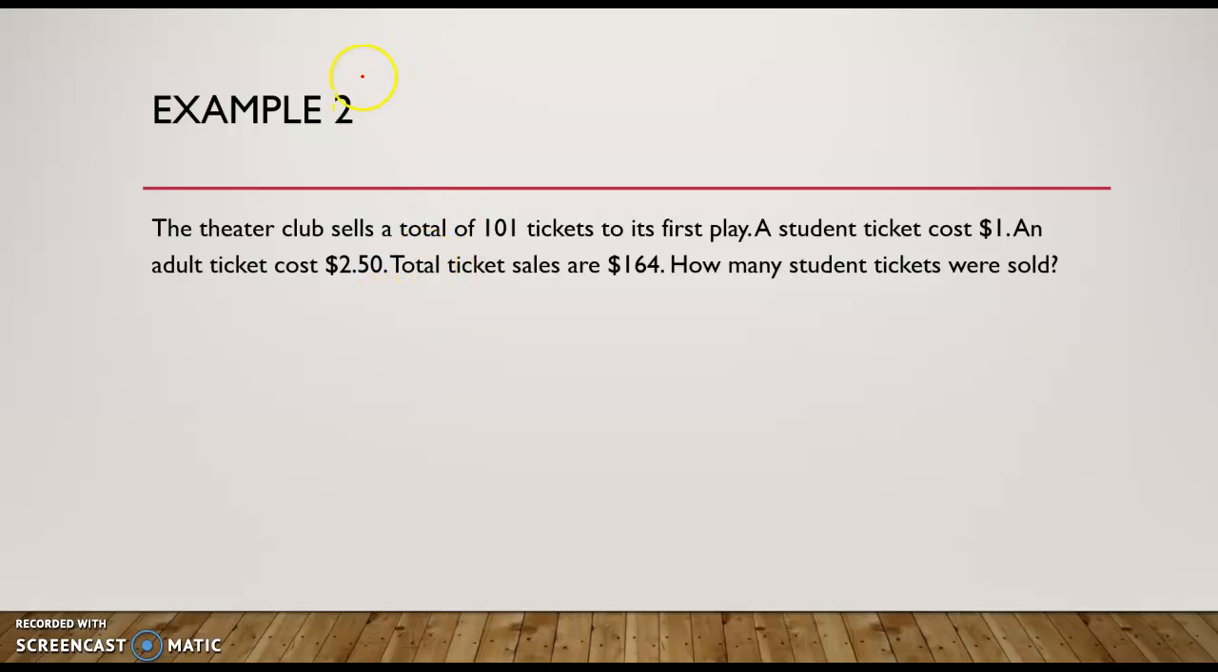All right, so just like before, we have a total. So to get that total, we would have students plus adults to get that 101. We know that students' tickets are $1. The adults' tickets are $2.50. And we brought in $164. So that's how we create our two equations. Again, this is just wanting students.